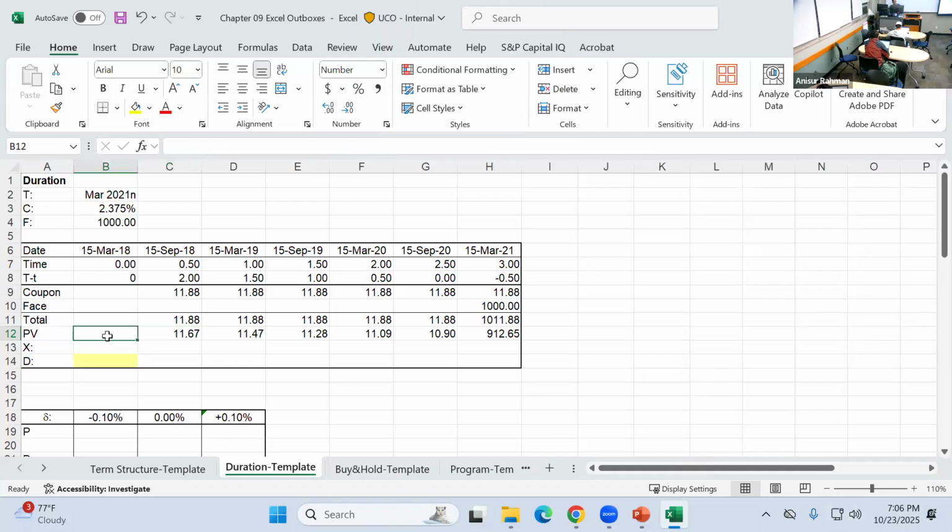Now, I was asking, what do you think this cell is for? Outflow from 8,000. So tell me, what did we calculate here? Present value of all future cash flows from this bond. So if we sum them, what do we get? Price. Right? So that is what we are going to calculate here, price of the bond.